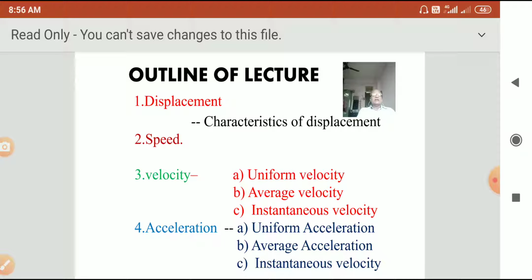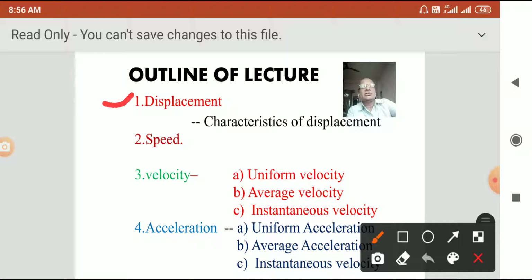its characteristics, speed, velocity, different types of velocity like uniform velocity, average velocity, instantaneous velocity, and the last one is acceleration. What is acceleration? Again, it is of three types: uniform acceleration, average acceleration, and instantaneous acceleration. So first we see what is displacement.